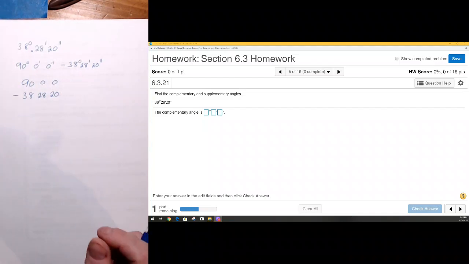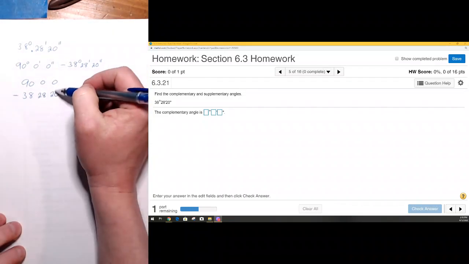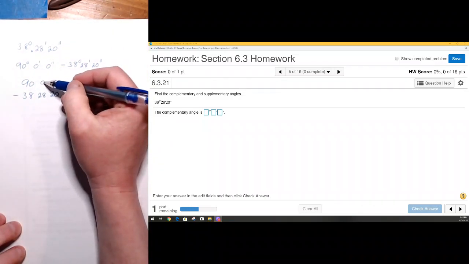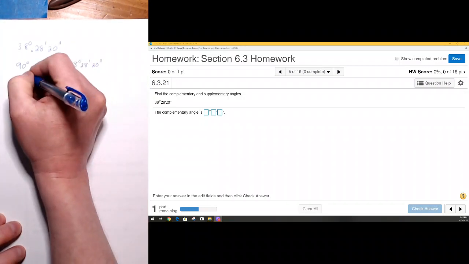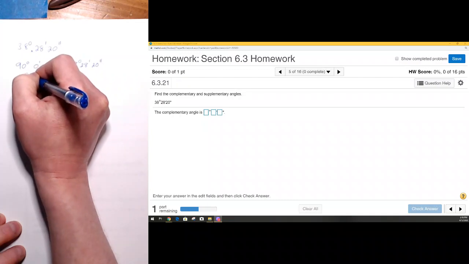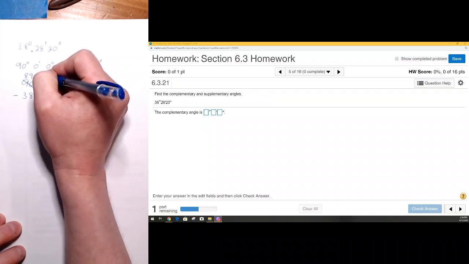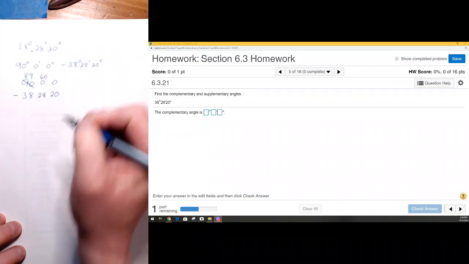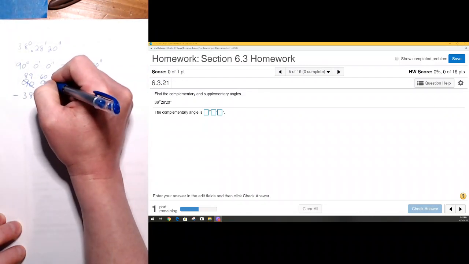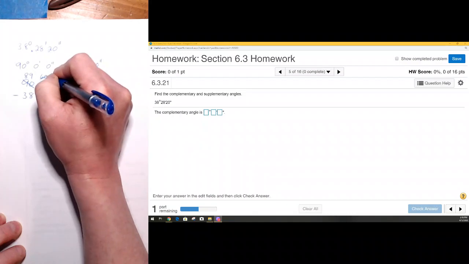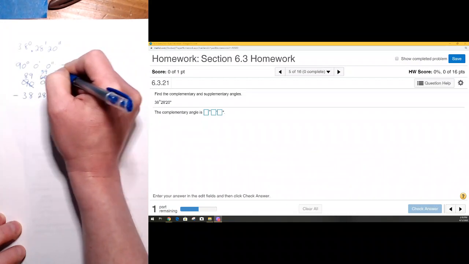Now, in order to subtract 20 from 0, I have to borrow from over here. I've got nothing to borrow over here, so I'm going to go over here to 90. I'm going to make this 89 degrees and 60 minutes. And then I'm going to borrow a minute over here. I'm going to make this 59 minutes, and I'm going to make this 60 seconds.